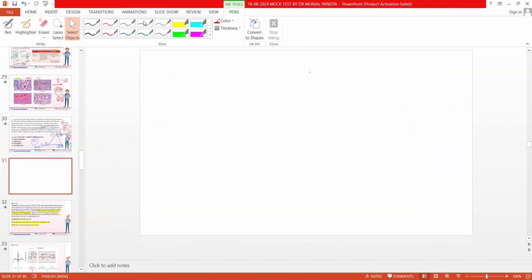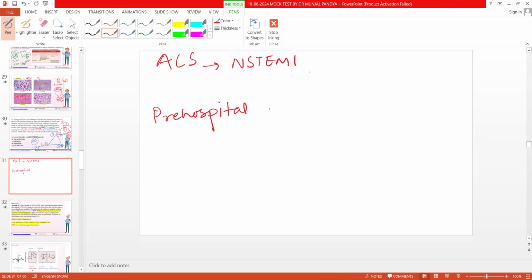So any suspected MI, this is acute coronary syndrome suspected. We concluded this is a non-STEMI, right? And once we confirm the non-STEMI, there is pre-hospital care. Most MI develops at home, right? Not in the hospital. How many of you have seen a patient who is admitted and develops MI? Anyone, you must have seen.